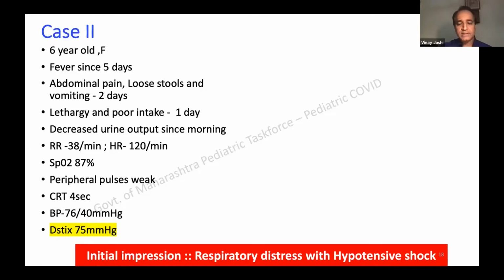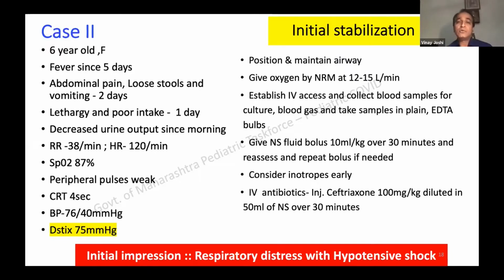So what is the next step? We'll have to stabilize the child. How will you do that? First thing, it is important to position and maintain the airway. One important thing here is this child has to be flat on the bed, unlike where we keep a 30-degree head elevation in respiratory diseases. Why? Because this child is in hypotensive shock. Make sure that the airway is maintained with a shoulder roll so that you maintain slight neck extension. Start oxygen by non-rebreathing mask at 12 to 15 liters per minute.